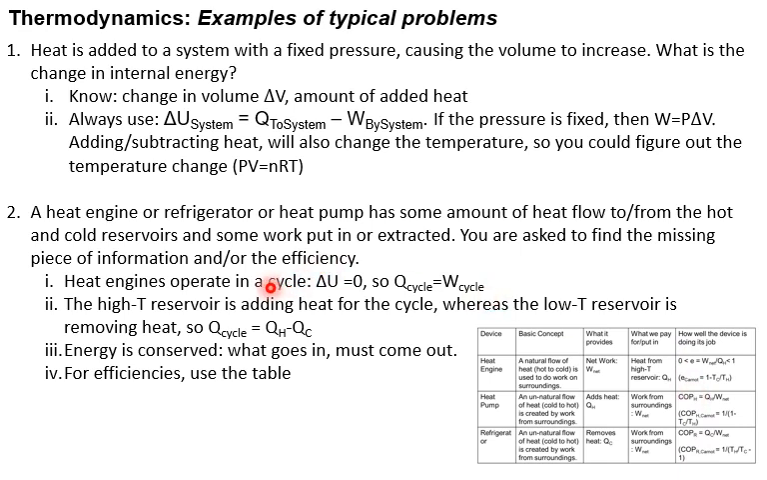Keep in mind that heat engines, pumps, and refrigerators all operate in a cycle. Your change in internal energy is 0. So for all these examples, the heat added over the course of the cycle is equal to the work done by the system over the total cycle. Your high temperature reservoir is going to add heat for the cycle. Your low temperature reservoir is going to remove heat for a typical heat engine, right? So therefore, the heat for your cycle is going to be Q sub H minus Q sub C.